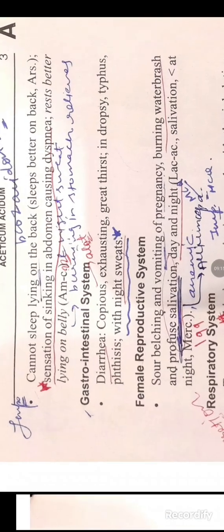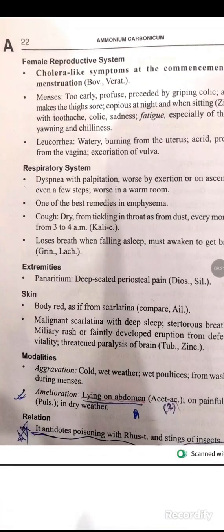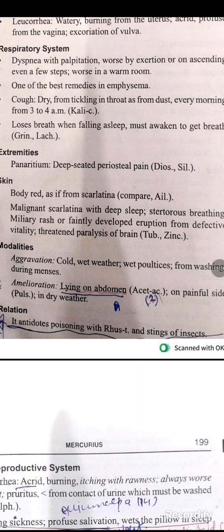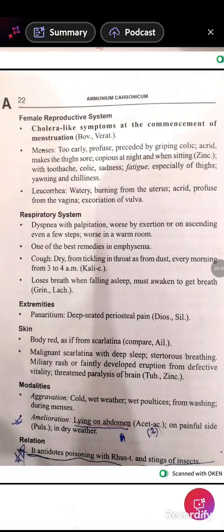The same point is in ammonium carb. Page number 22. Yes, this is page number 22. See, amelioration of ammonium carb lying on abdomen. And here in bracket is acetic acid. You have to write page number 3. Bracket page number 3. Amelioration on painful side, forget it. You only have to remember amelioration lying on abdomen: acetic acid, amelioration lying on abdomen.